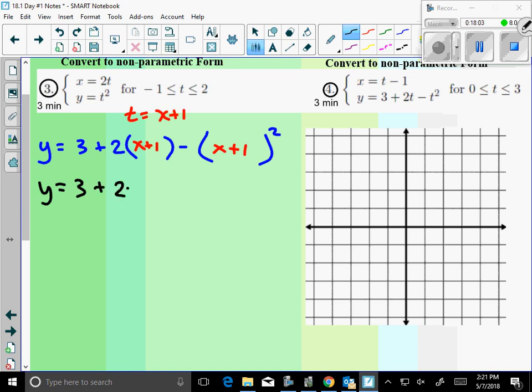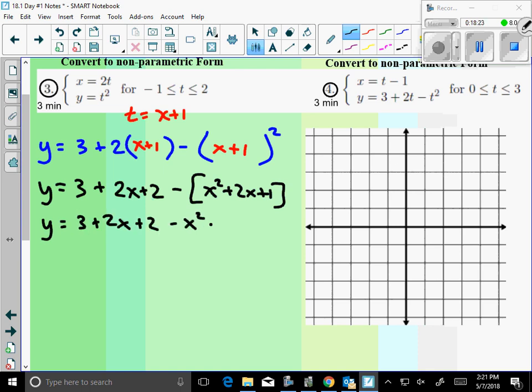I'm seeing a 2x plus 2. And this is where you got to be careful. We're going to FOIL. This is not x squared plus 1. This is x squared plus 2x plus 1, right? You got to FOIL that, and then distribute that negative. So I think, if I'm not mistaken, I get negative x squared minus 2x minus 1.